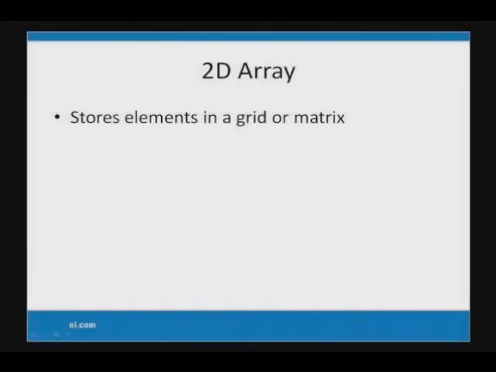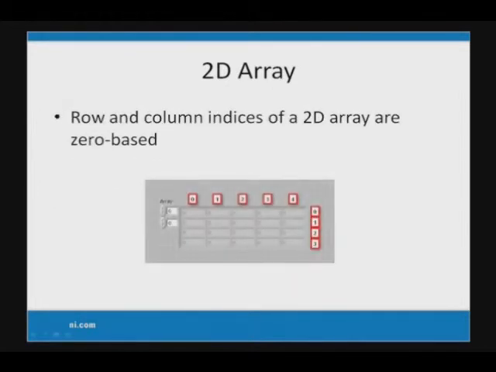A two-dimensional array stores elements in a grid or matrix. Each element in a 2D array has two corresponding index values, a row index and a column index. Again, as with a 1D array, the row and column indices of a 2D array are zero-based.